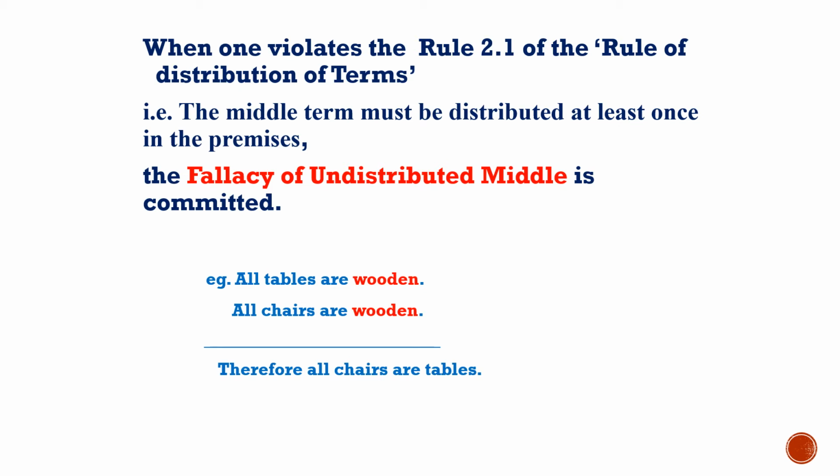Here the first premise has the word all, so it's an A proposition. The second also has all, so it's an A proposition. The third also has all, so it's an A proposition. So all three are A propositions. Now here wooden is the middle term, which stands as the predicate of an A proposition in the major premise, so it's undistributed. It is also the predicate of the minor premise, an A proposition, so again it is undistributed. So the middle term is undistributed in both premises, the major premise as well as the minor premise. Hence, the fallacy committed here is the fallacy of undistributed middle.